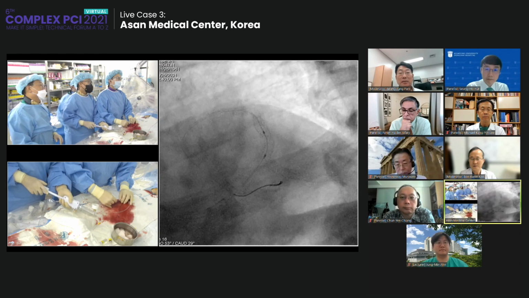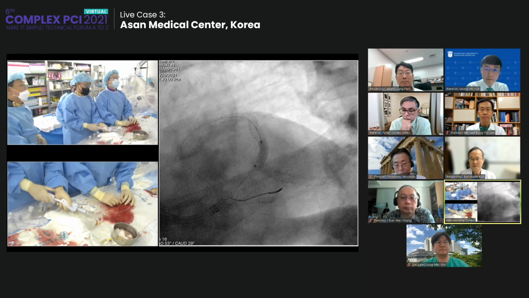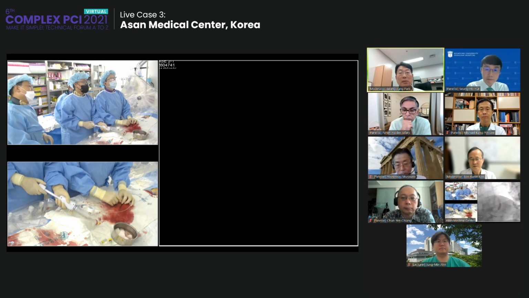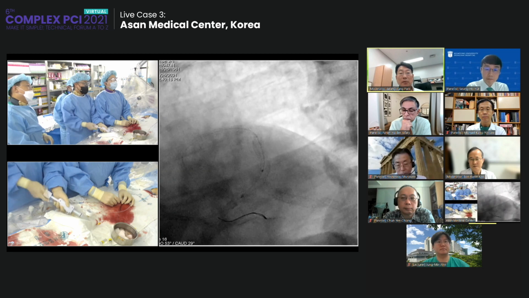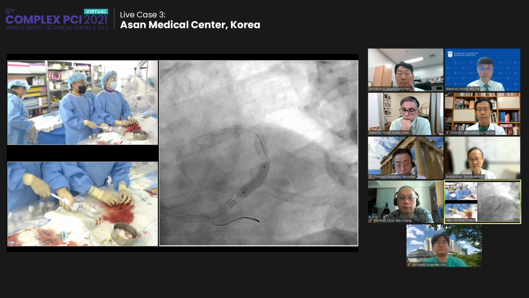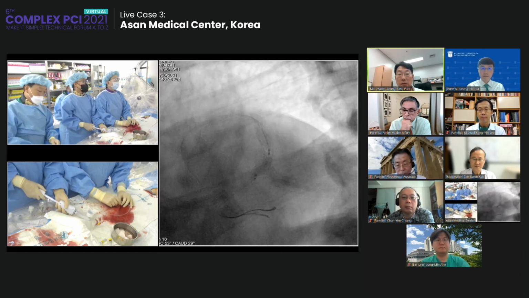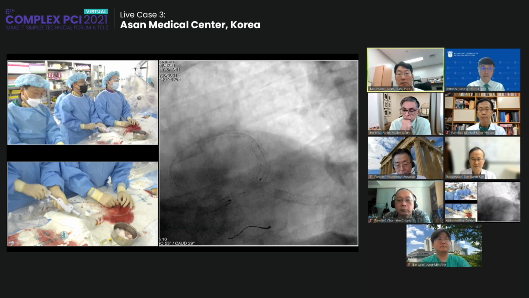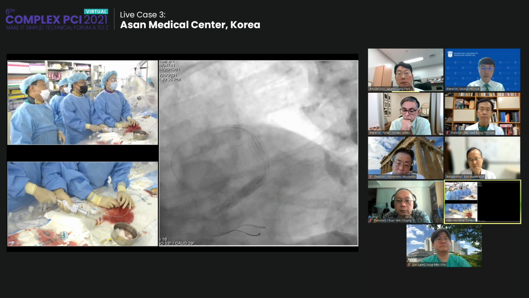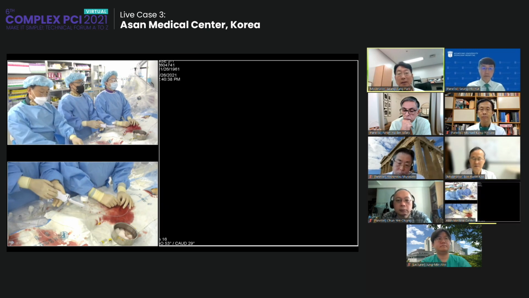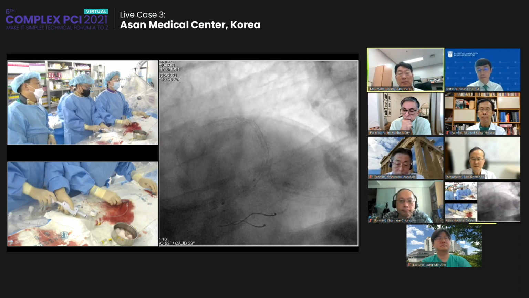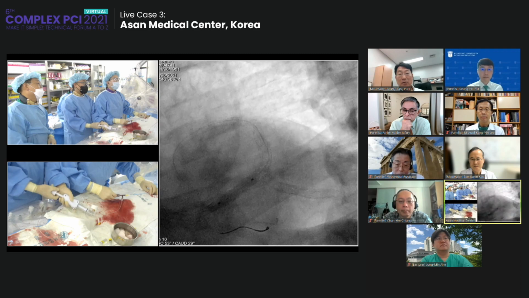This is 3.5, 18. Okay. What size? This is a 3.5. 24 in the crushed area. Okay, deflate. 26. What pressure? 26. The ostium size was more than 3.9. This is nearly 3.8. Once again, 26, 3.8? Yes. 3.8, 26. Okay.